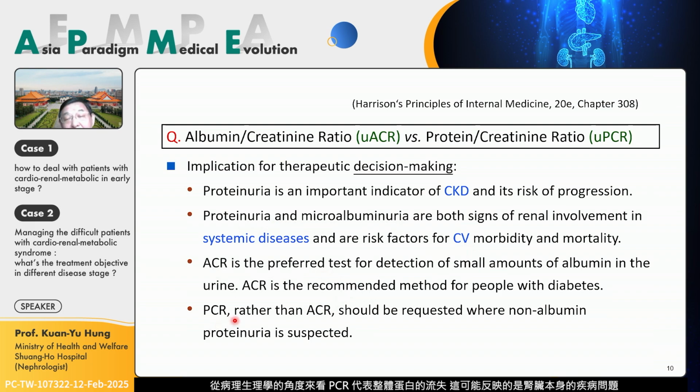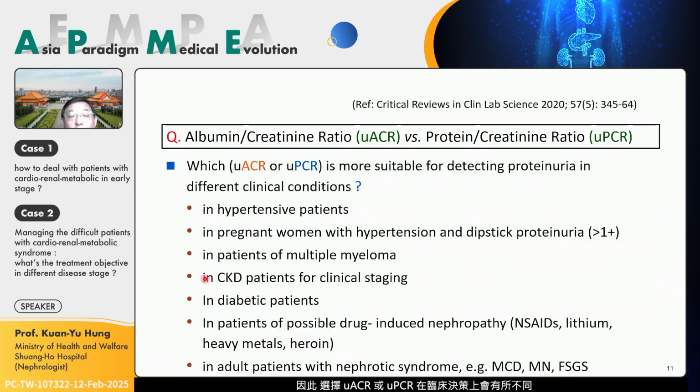It means that, from the pathophysiology, PCR reflects protein loss from the kidney, which may indicate that renal disease is the underlying problem. So choosing between ACR and PCR is a little different. If our main concern for the patient is the protein level, especially albumin loss, for example in a diabetes patient, we might prefer ACR first.